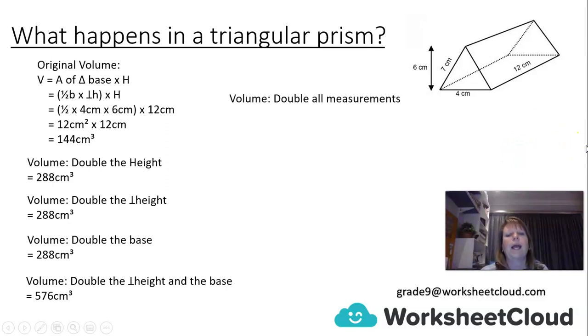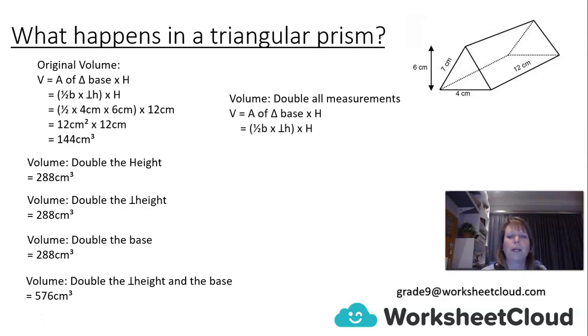Okay, and now we're going to double all the measurements and see what that ends up being. If you wanted to check, you could also double the base and the height of the whole prism, or you could double the perpendicular height and the height of the whole prism. We just did those two. Okay, let's work this out. We're doubling all the measurements.